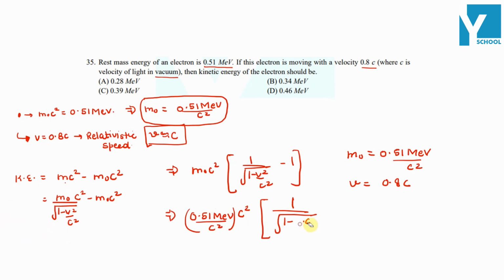A small mistake happened here, so let us correct it. This is 0.8 c square by c square, minus 1. So on solving this we will get the value of kinetic energy of electron to be 0.34 mega electron volt. As per options, option B is the right answer.